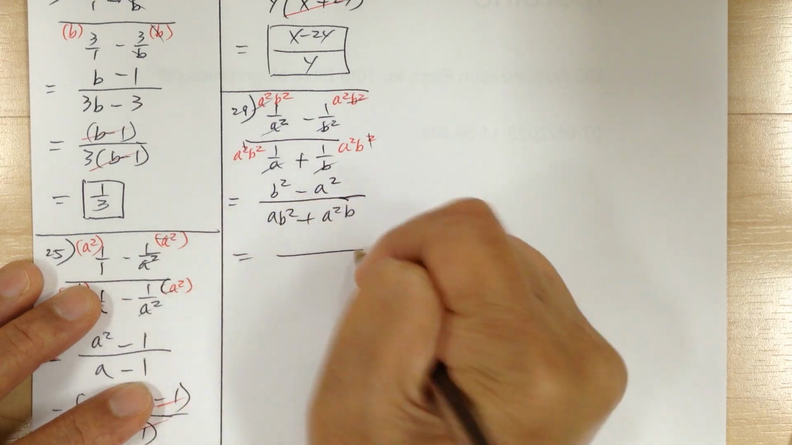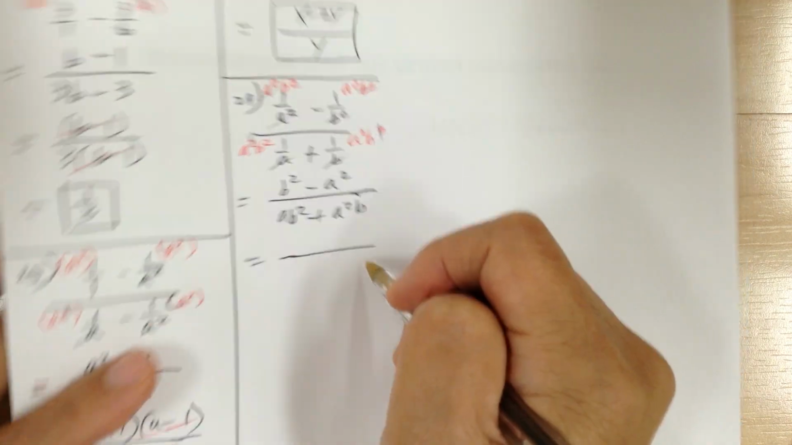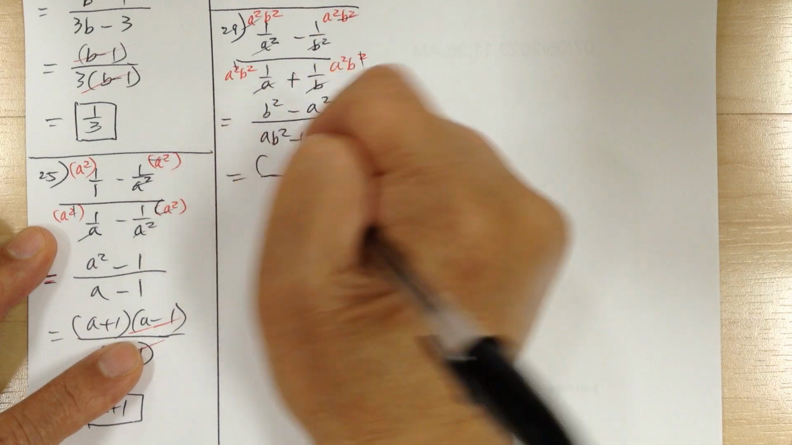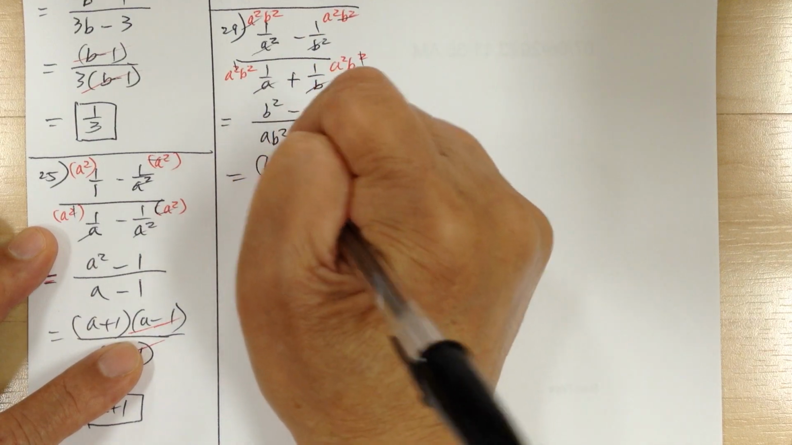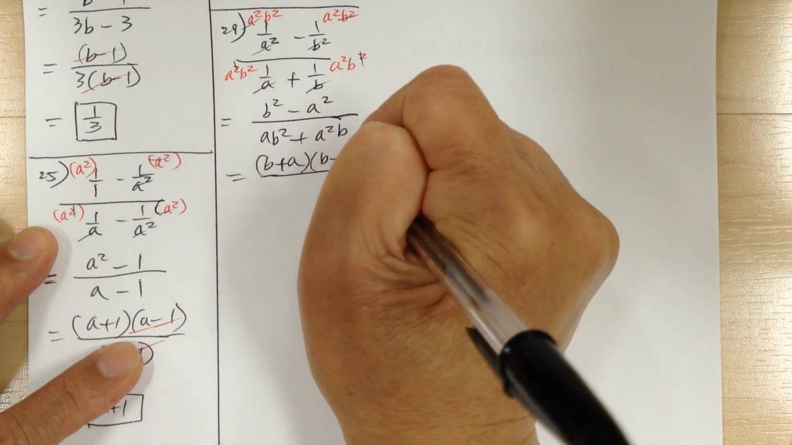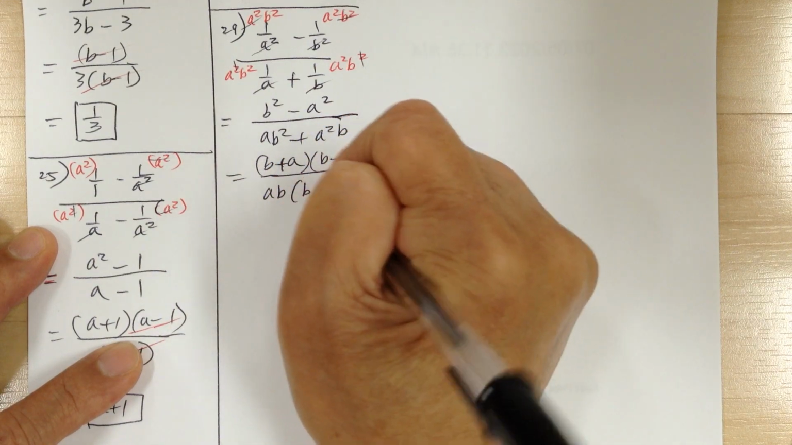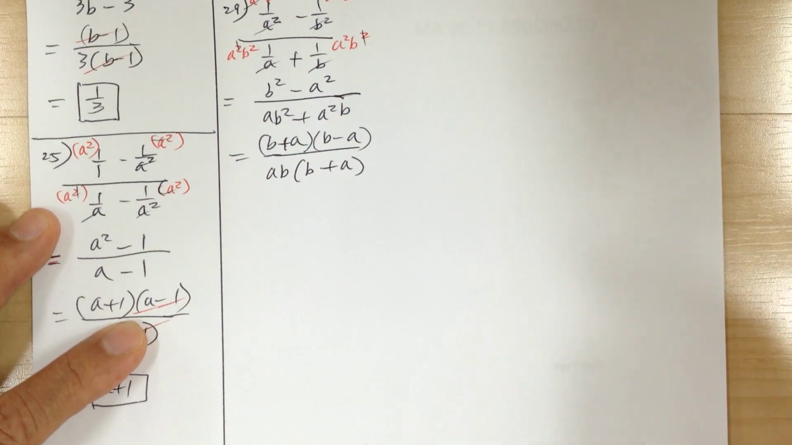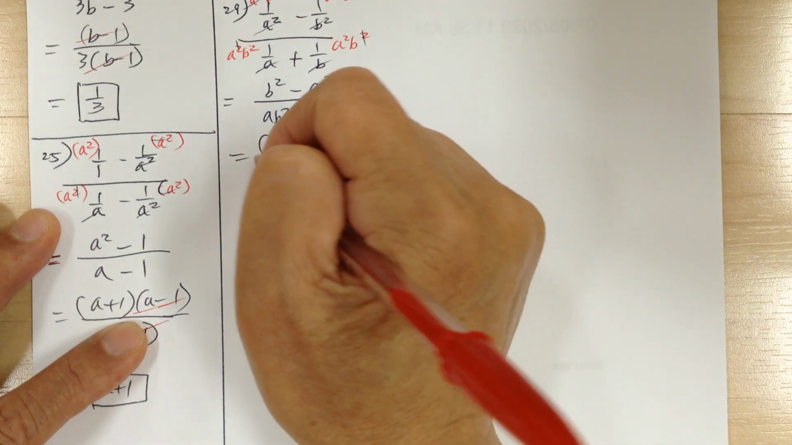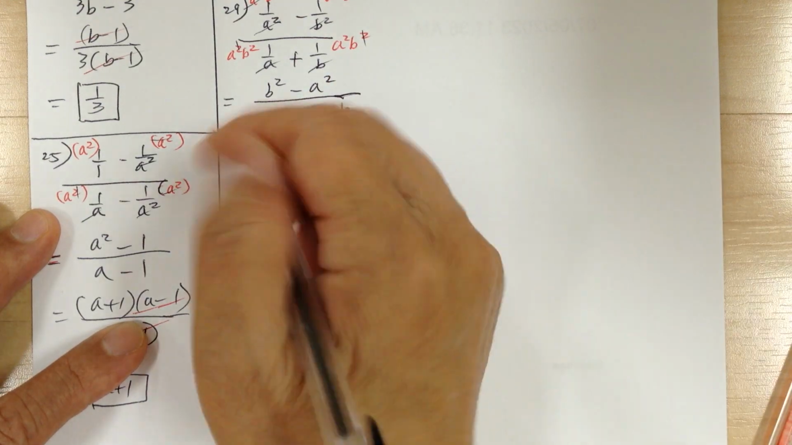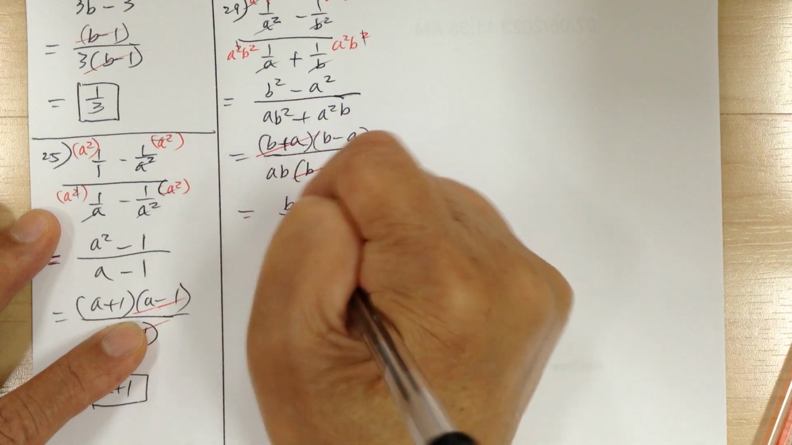Okay, then after that you have to factor everything. So this is step 2a, so you're going to factor into (b plus a) and (b minus a). On the bottom you have to factor the ab, so you're going to get b plus a. And then you've got b plus a, they will cancel out. Okay, so you end up with b minus a over ab.